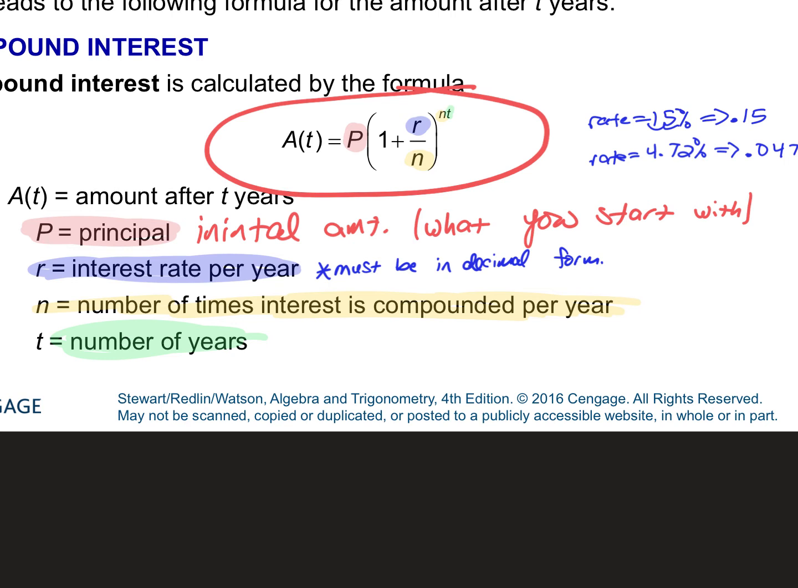Okay, so like I said, this formula will not be given to you. You guys are going to have to know it. So make sure that you are practicing this. But let's do some here.